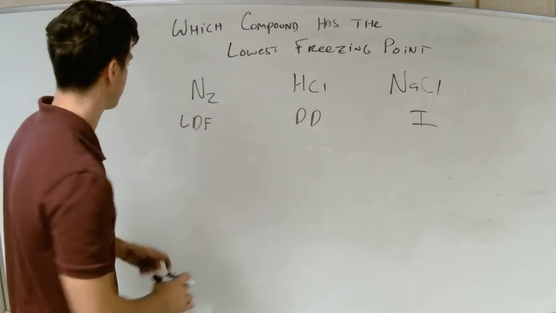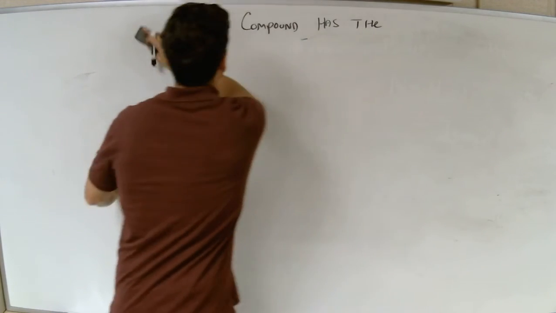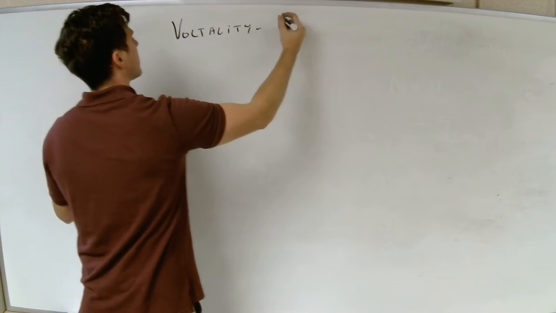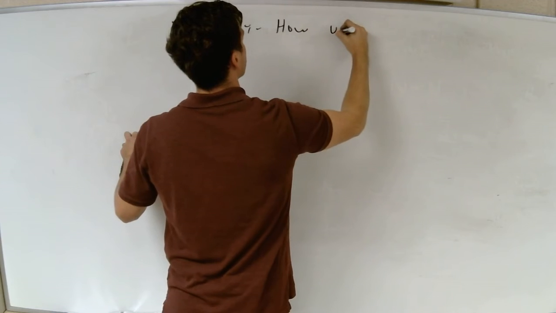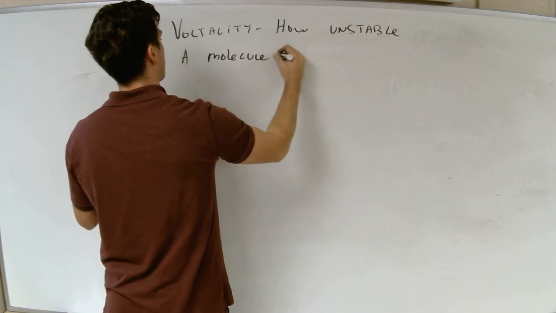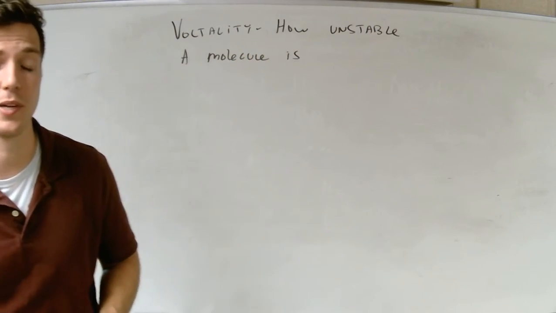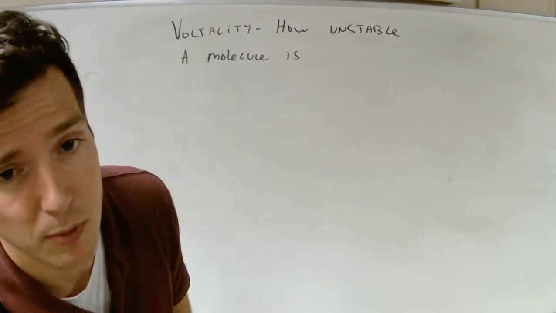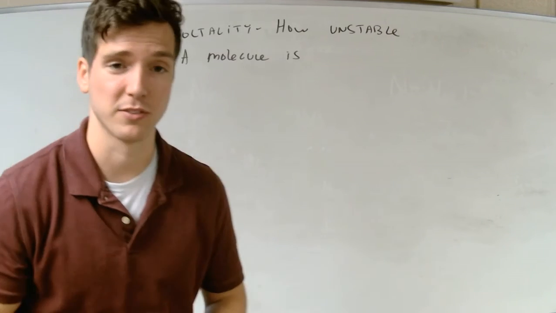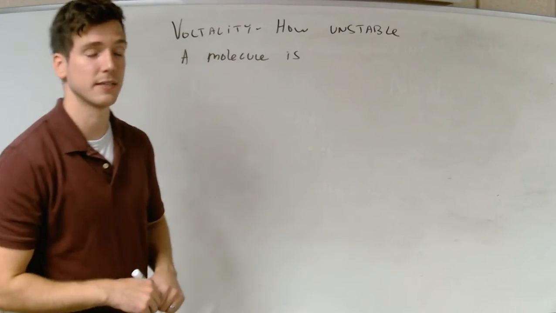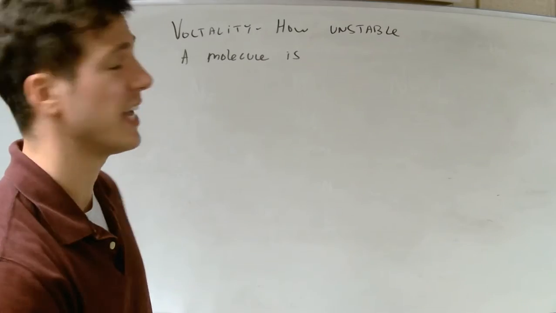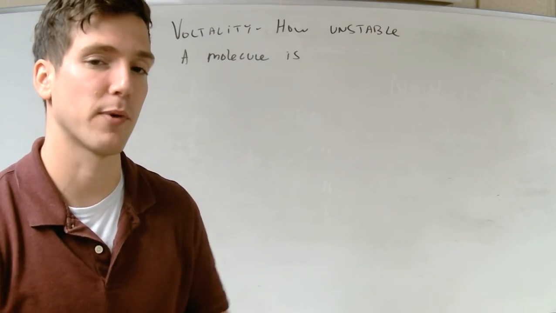One more thing I want to say. You might hear something called volatility, which is just how unstable a molecule is. How easy is something to turn into a gas? If I spill water on the table, with hydrogen bonding, it takes a while for it to evaporate. It has a low volatility. But if I put something like alcohol on the table, it evaporates really quickly. It has a very high volatility. So things that evaporate quickly have high volatility.